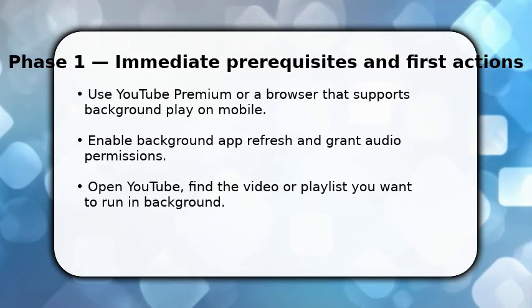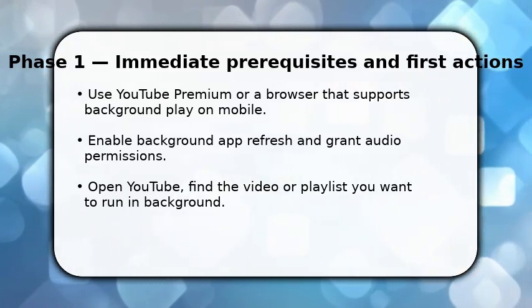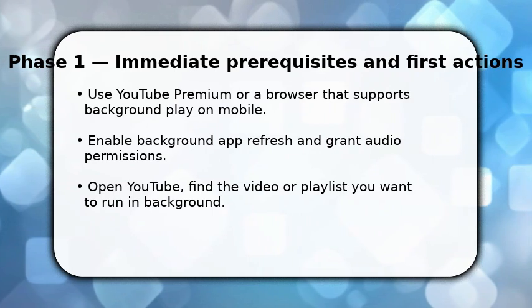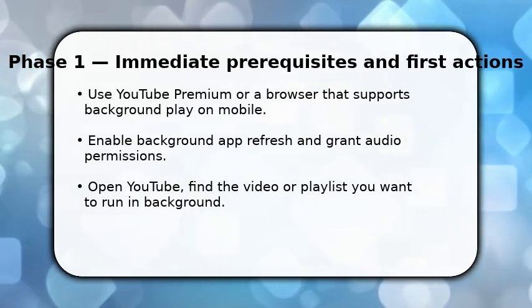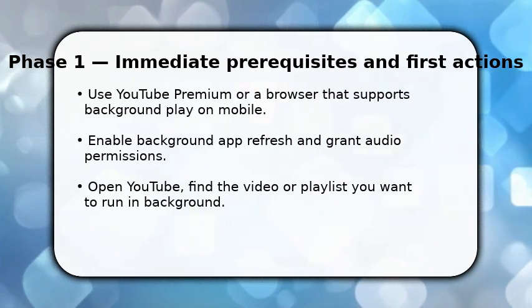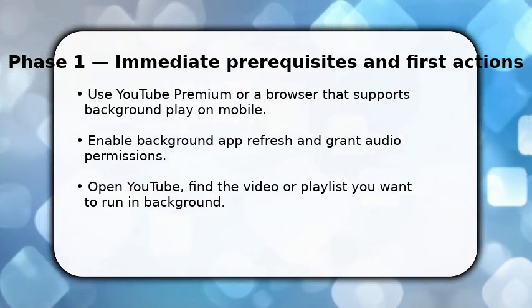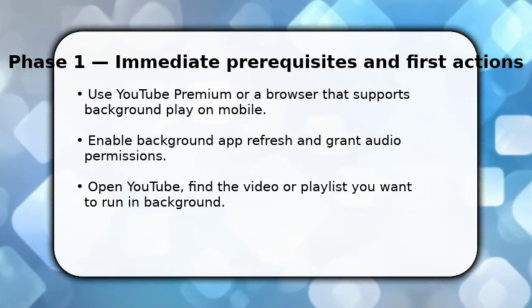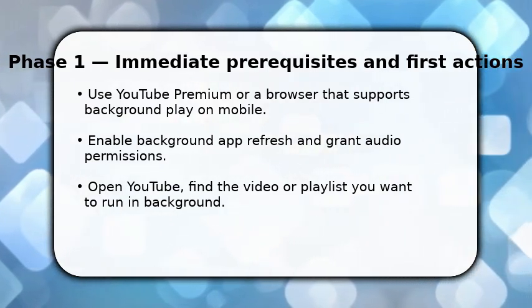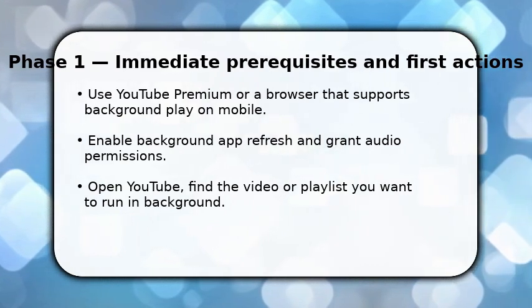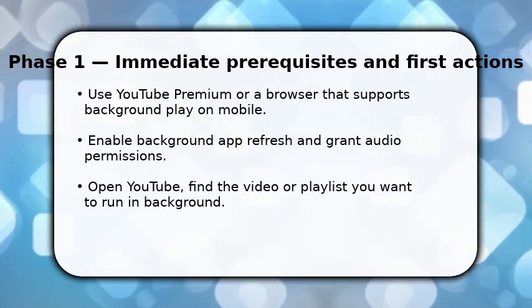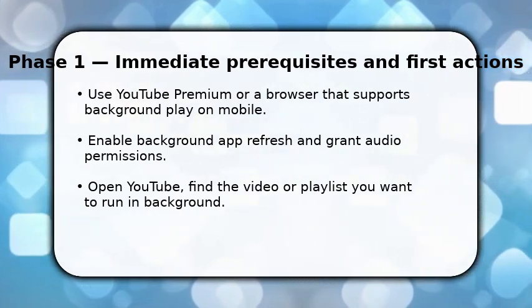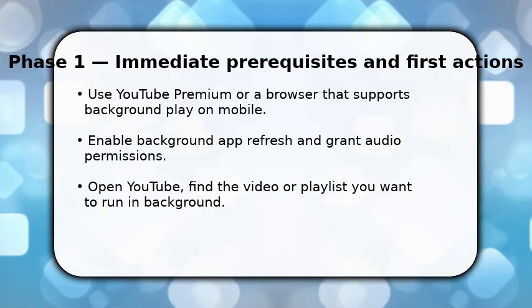Enjoy the video. You need YouTube Premium or a browser that lets audio continue. This is the quickest way to start. Once you have that, enable background app refresh and give audio permissions so playback persists. Next, open YouTube and cue the video or playlist you want. Start playback, then lock your screen or switch apps to verify audio keeps playing. This step prevents interruptions from app timeouts, and you'll understand why permissions and premium matter for reliable background listening.